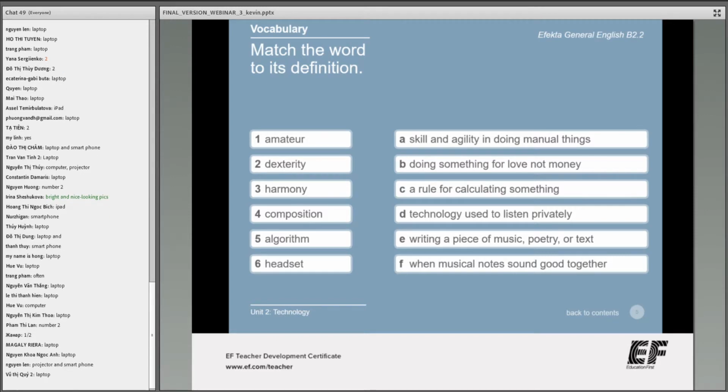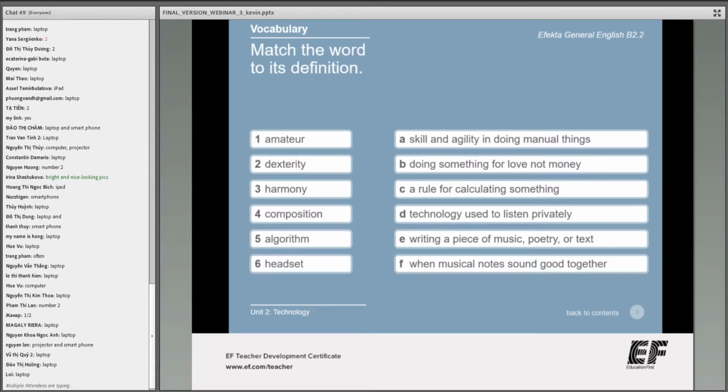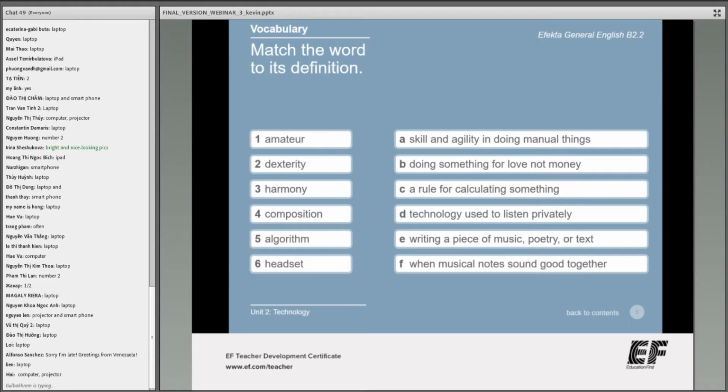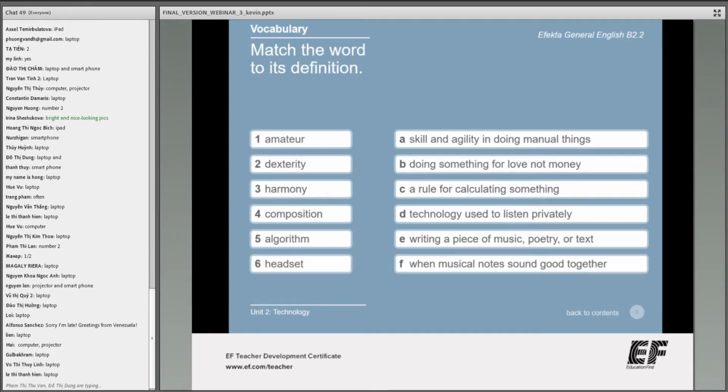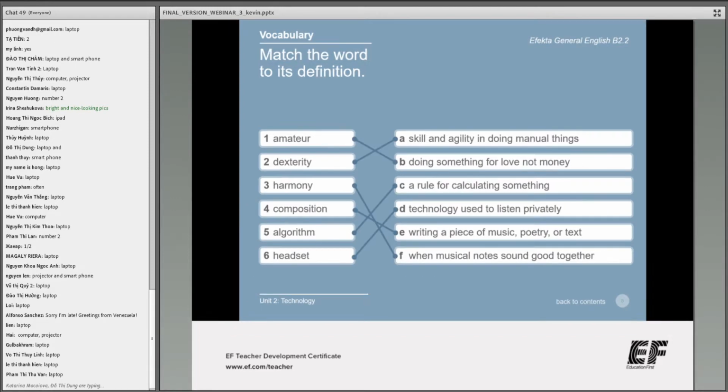And the teacher asks the students, could you match the words on the left, so the numbers on the left, to the definitions, the letters on the right? The teacher gives the students a few minutes, and the students do that exercise together with someone else, so they work in pairs. They match amateur with the definition, they match algorithm with the definition. When that is done, the teacher just clicks on and shows the results.